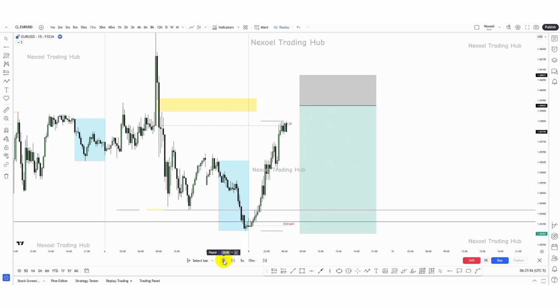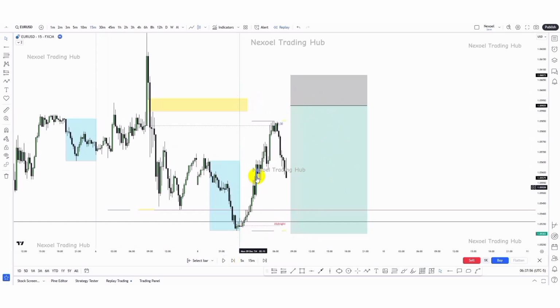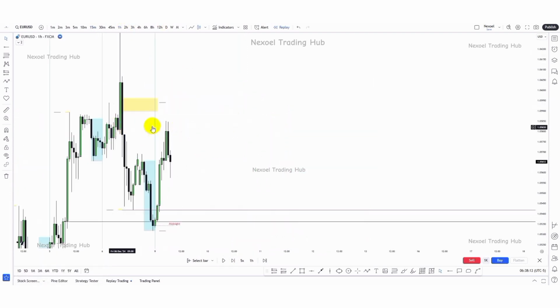So let's play price to see. Okay, so we can see that the London session is giving us bearish movements. Why? Because price is reacting at the breaker zone. Let's switch to the 1 hour time frame. So we can see price reacted at that breaker and fell to the downside.